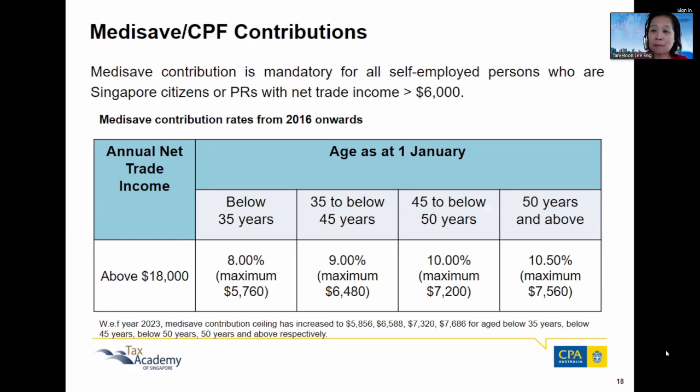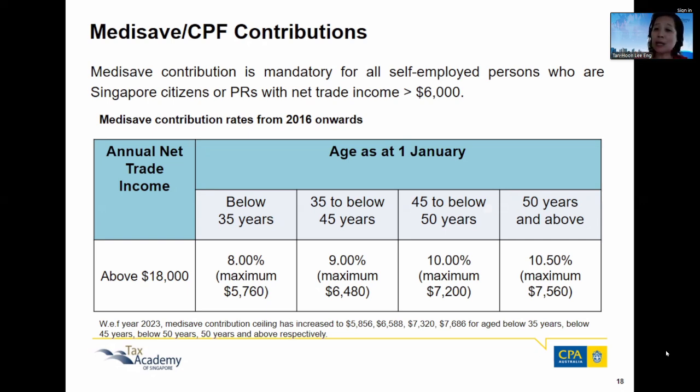MediSave contribution applies to self-employed persons who meet two conditions. Okay, very important to bear in mind what the two conditions are. First, they have to be Singapore citizens or PR. That is the first condition. The next condition is that they must have net trade income of more than 6,000 in a year. Bear in mind, net trade income means revenue minus expenses, that is the net income. So net income of more than 6,000.